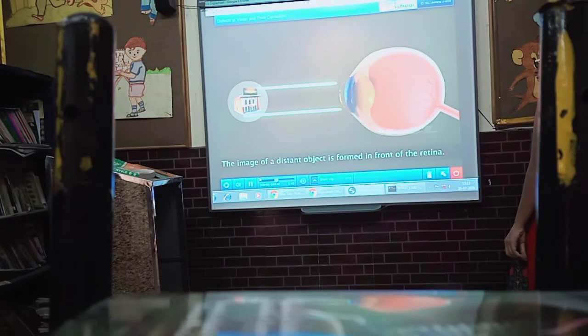The image of a distant object is not formed on the retina, but in front of it.